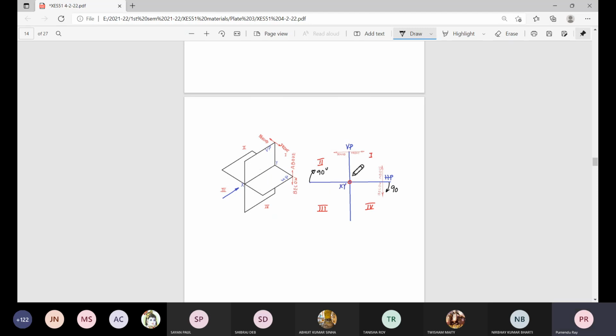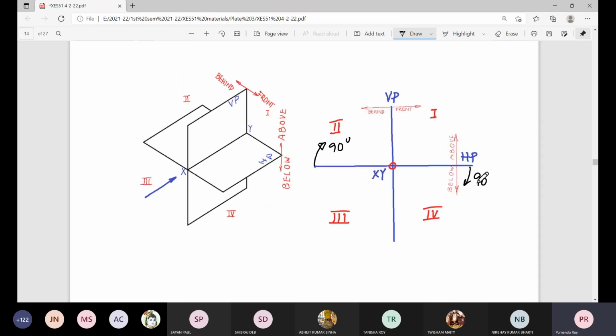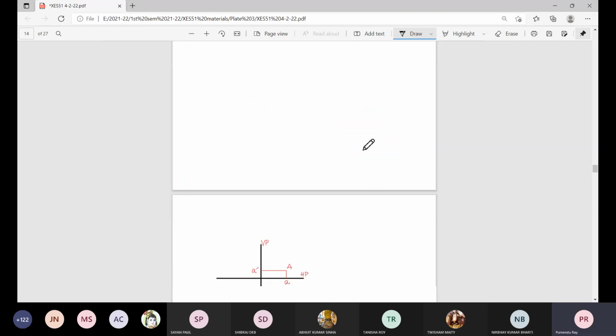And this space is here, the first quadrant. This space behind VP and above HP is here. And if I make it a little larger, these things are written: HP, this is the vertical plane, above HP, below HP, in front of the vertical plane, behind the vertical plane. Okay. Now it will be useful for us to consider the projection of points at different coordinates, different quadrants.